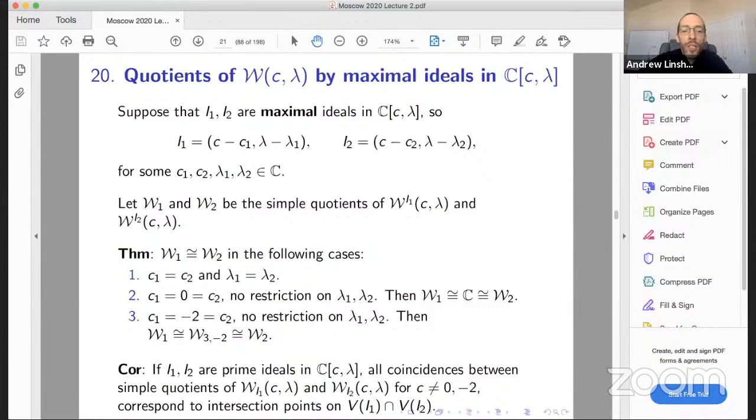In other words, we're at an intersection of the two truncation curves. A priori, there could be more such coincidences, but this tells you those are the only ones. Okay, so that's all I want to say about this universal W infinity algebra.